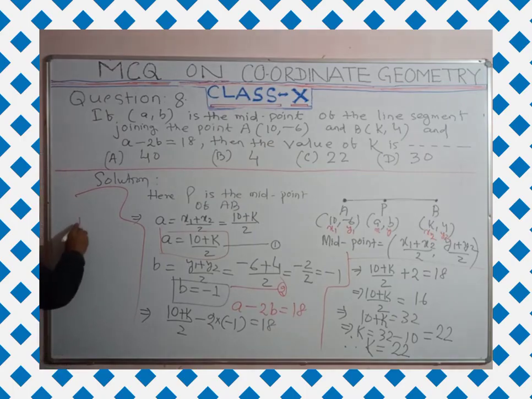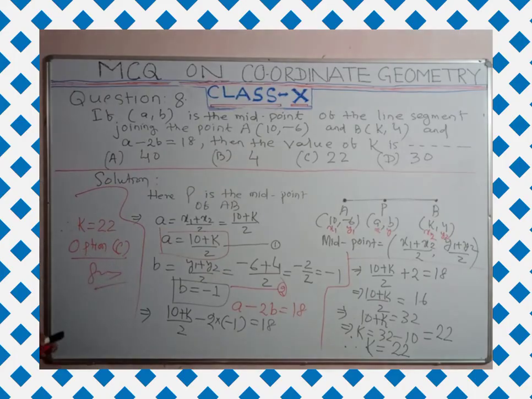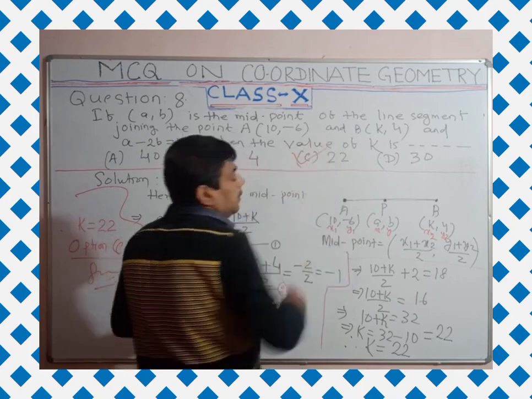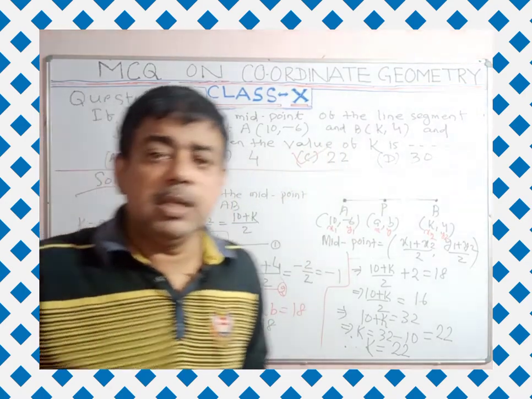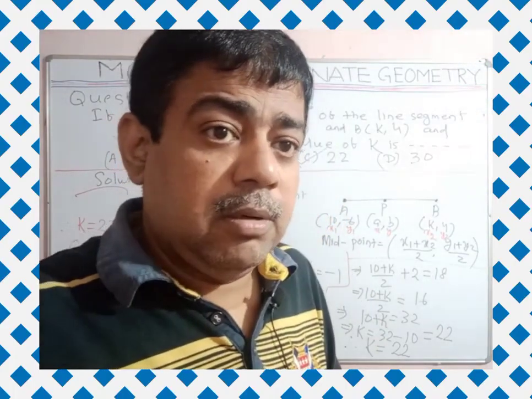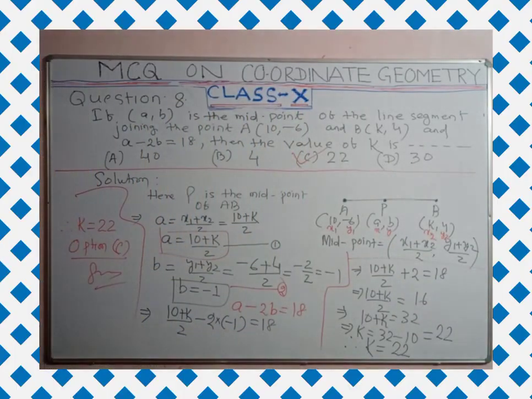Hence k is equal to 22 and option C is the correct option. Understand? Okay. This is another simple question using the condition, and using the concept of the coordinate of midpoint formula, we can solve this. Is it clear, all of you? Once again, note down, all of you.